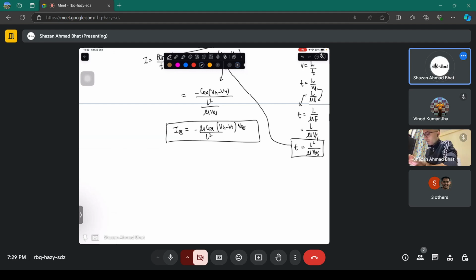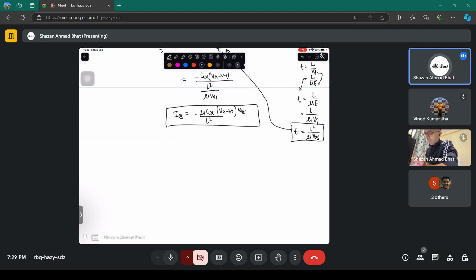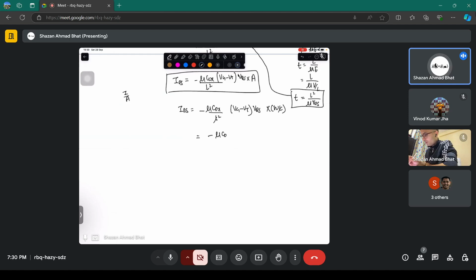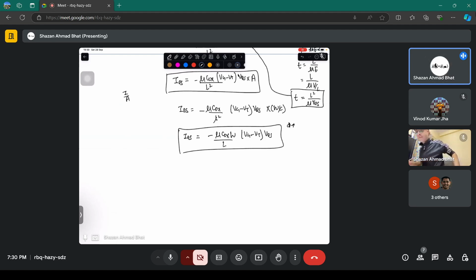But we are talking about current density mostly, that means current per unit area, so you have to multiply it with area. So you get current equivalent to minus mu Cox (Vg minus Vt) Vds divided by L square, into area, which is width into length. Length and length will go. You have minus mu Cox divided by L into W, (Vg minus Vt) into Vds. This is the drain current flowing depending upon the drain voltage and the gate voltage overall.